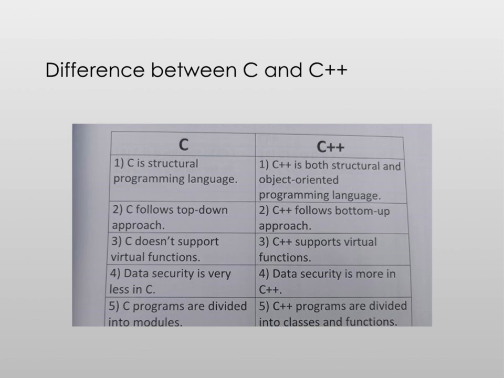Difference between C and C++. C is a structural programming language. C follows a top-down approach. C does not support virtual functions. Data security is very less than C++. C programs are divided into modules.